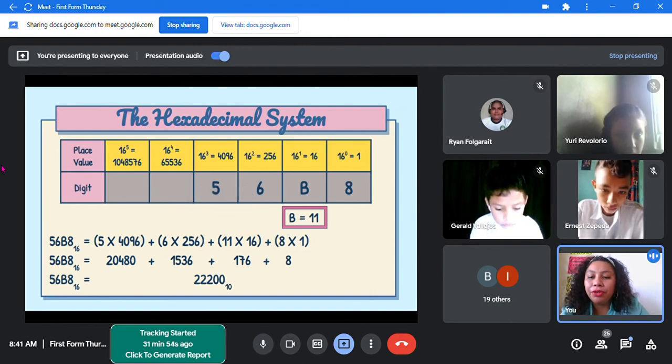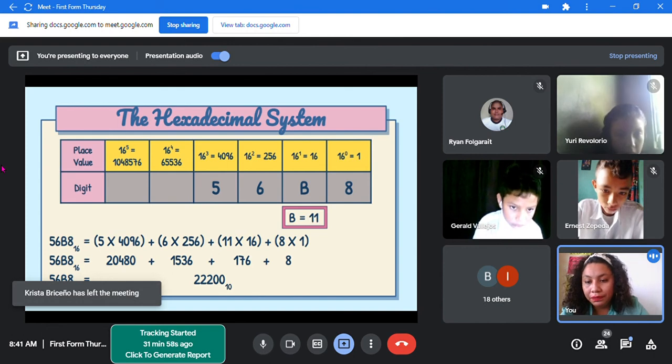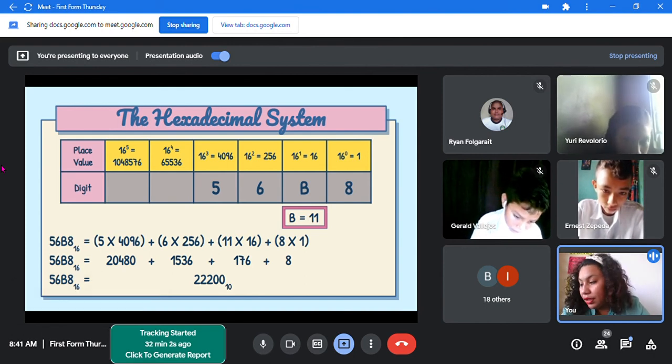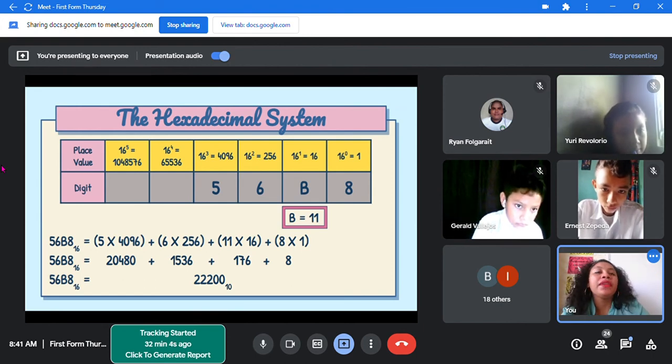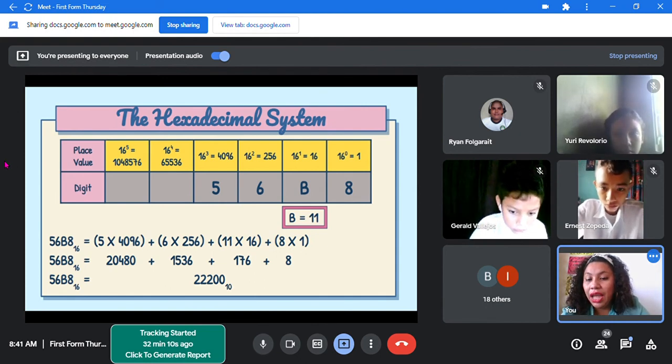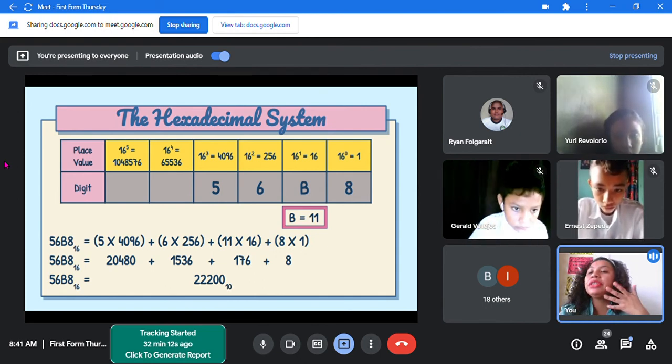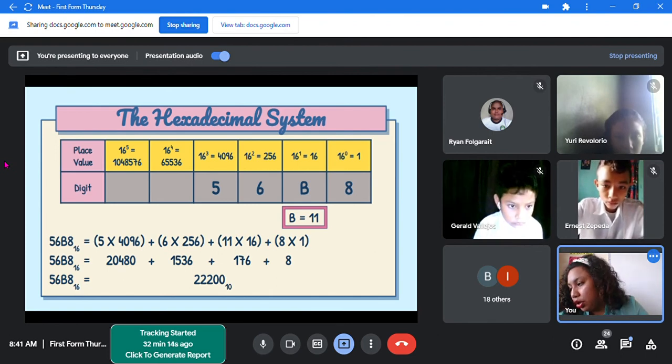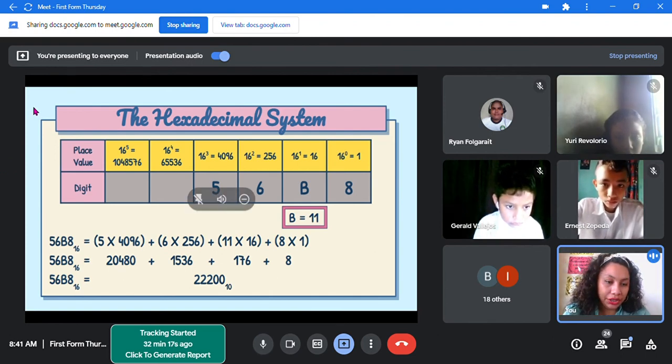5 times 4,096 gives me 20,480. 6 times 256 gives me 1,536. 11 times 16 gives me 176, and 8 times 1 gives me 8. And when I add those four numbers, I get 22,200 for the final answer.